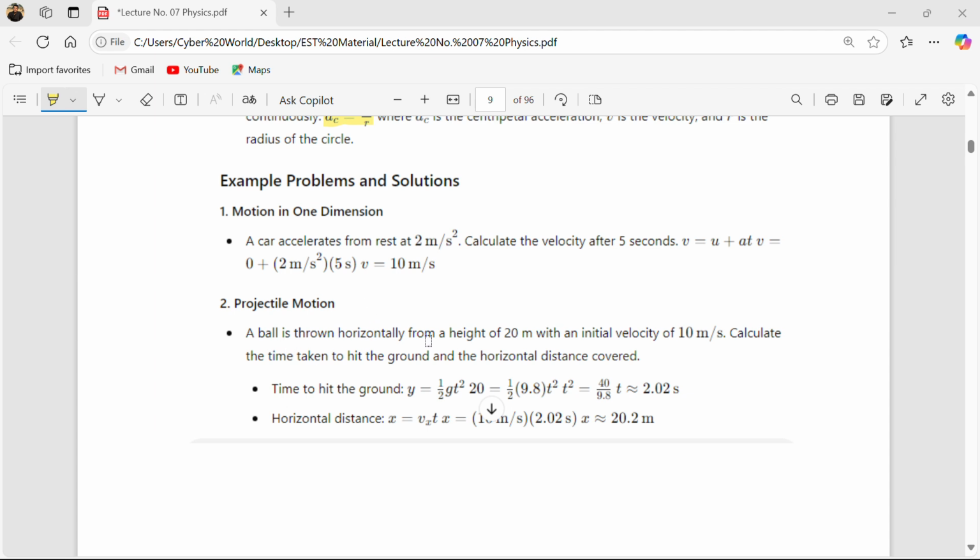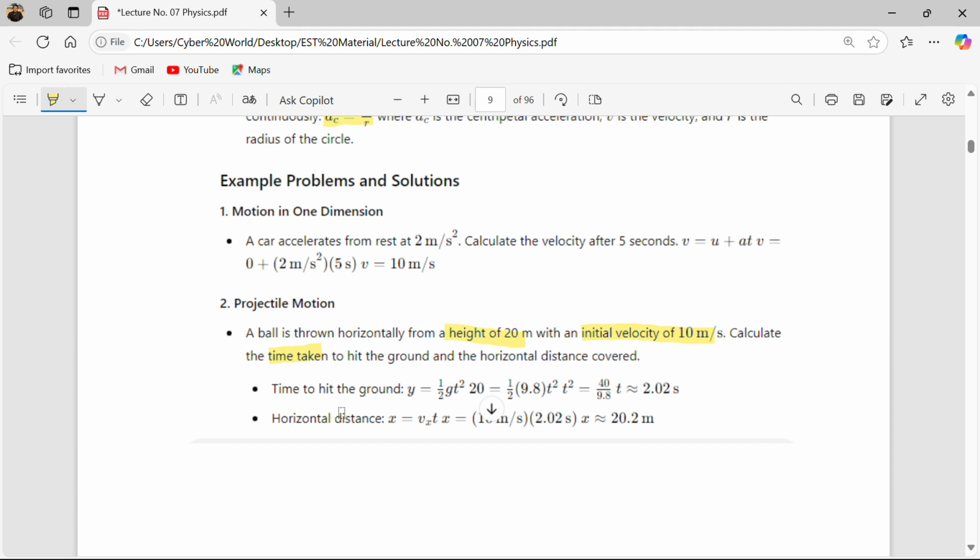A ball is thrown horizontally from a height of 20 meters with an initial velocity of 10 meters per second. So this is the initial velocity at which the ball is thrown, and the height from where the ball is thrown is 20 meters. Calculate the time taken. Definitely you have to use projectile motion. Find the time taken to hit the ground and also the horizontal distance.